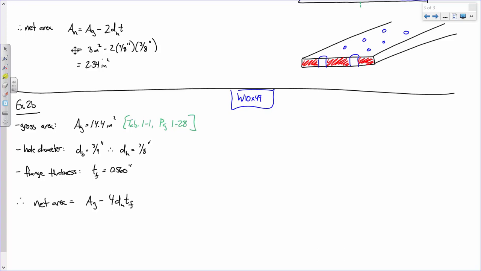So we have 14.4. That's inches squared, not inches. Minus 4 times 7/8 of an inch times 0.560. And so net area equals what? We'll say two decimal places. 12.44. Do I have a second on that? That's exactly correct.